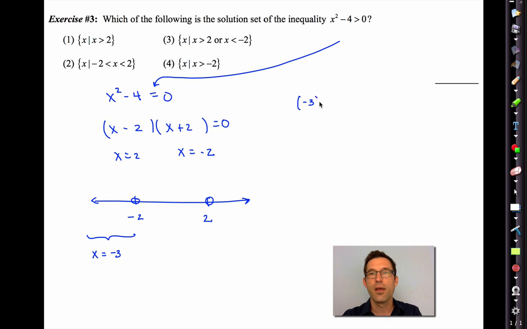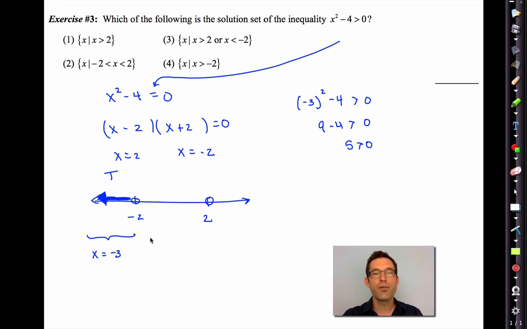Let's check that. Negative 3 squared minus 4 is greater than 0. Is negative 3 a solution? 9 minus 4 is greater than 0. 5 is greater than 0. Yes, that's true. Okay, so everywhere out here, my inequality is solved. Everywhere out here. I am having a hard time drawing these things today. That is a terrible looking arrow. Maybe I'll draw it in a different color next time.